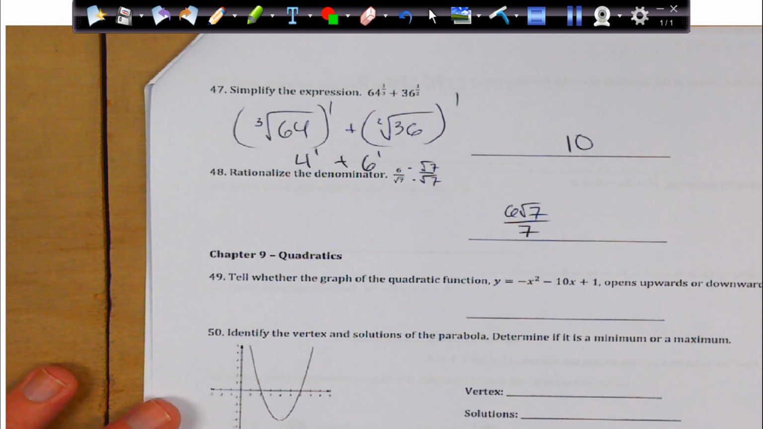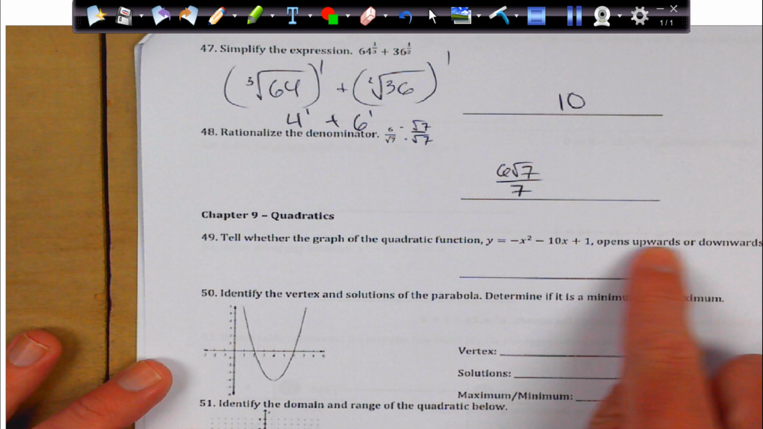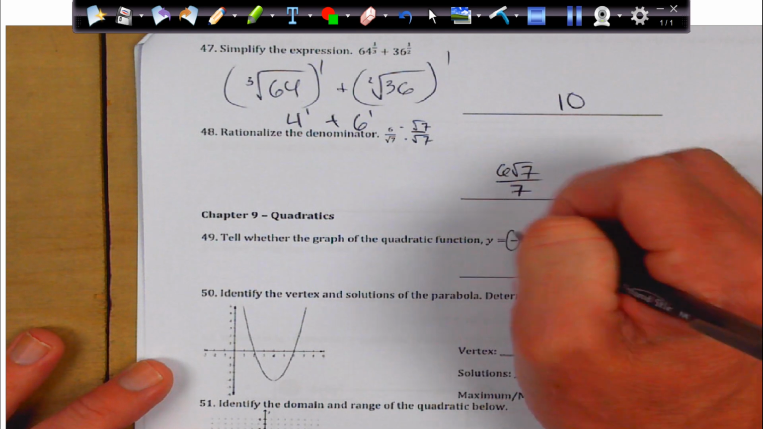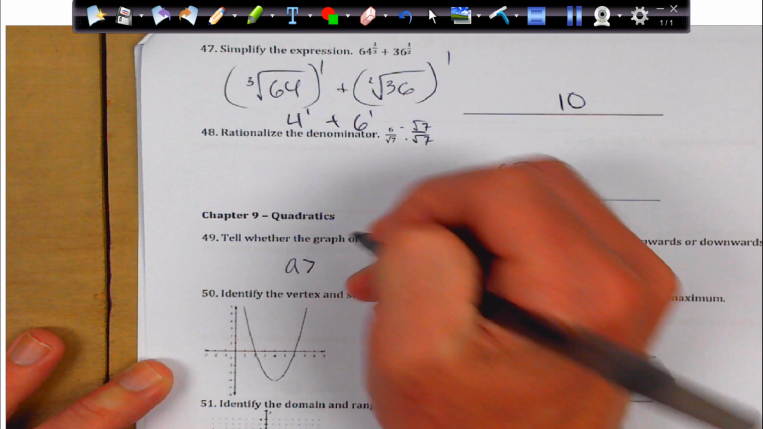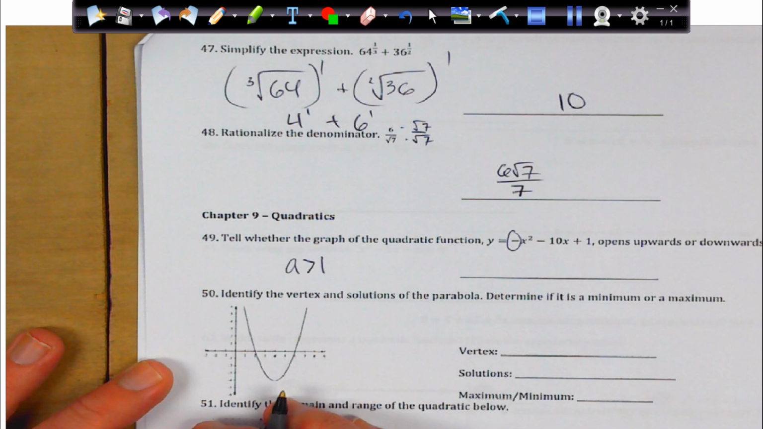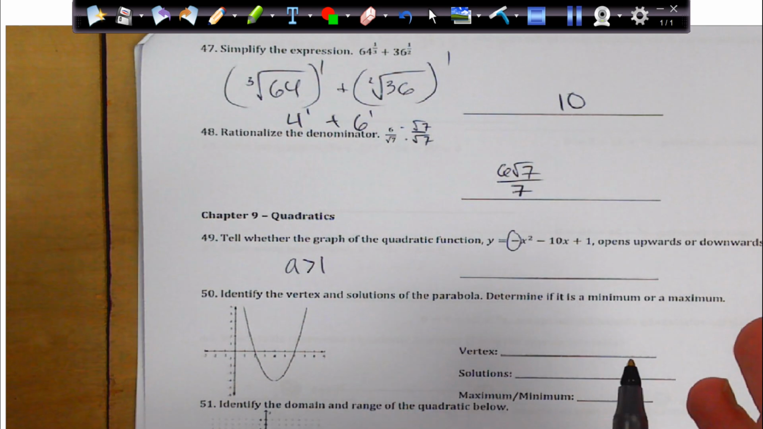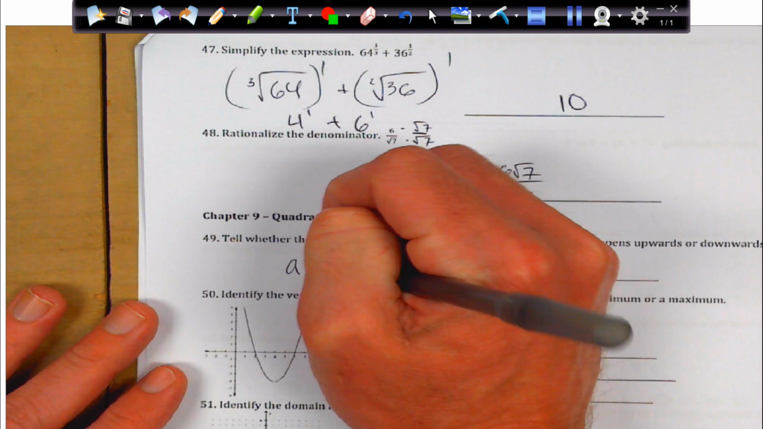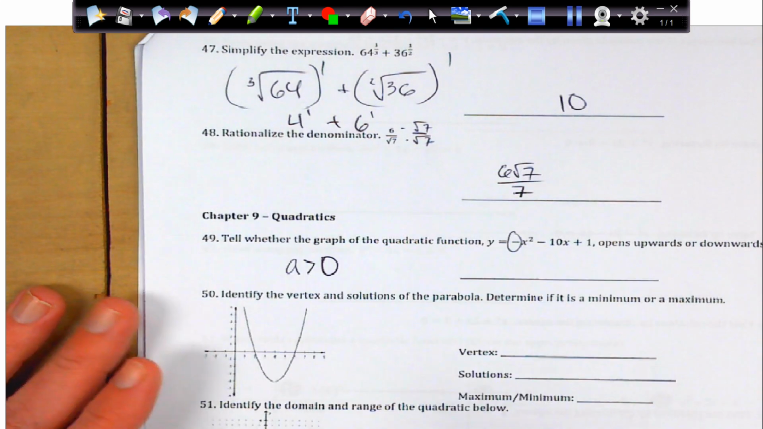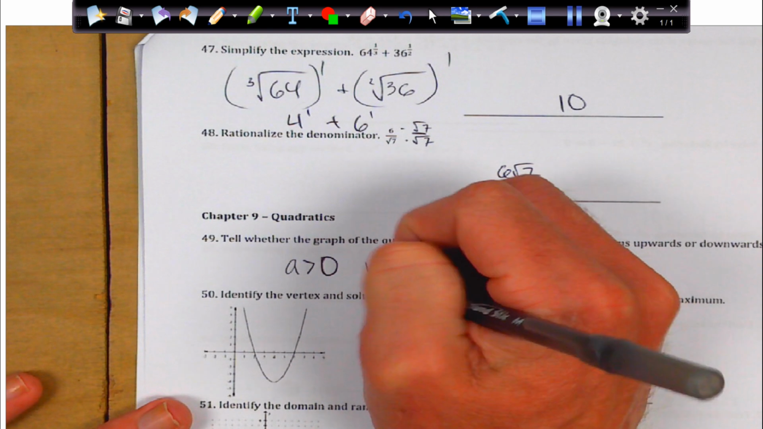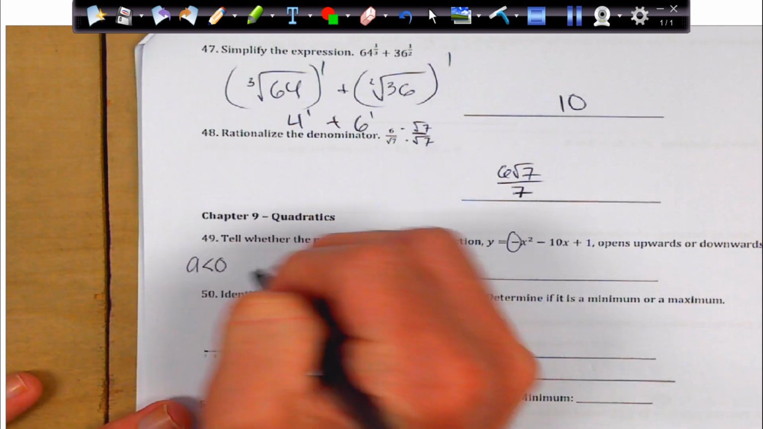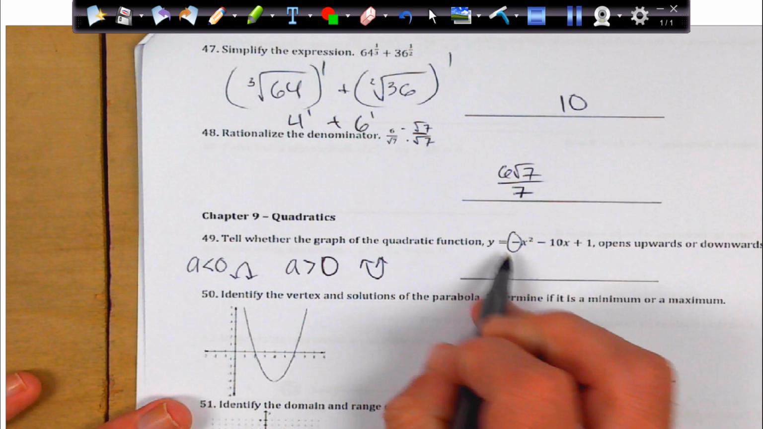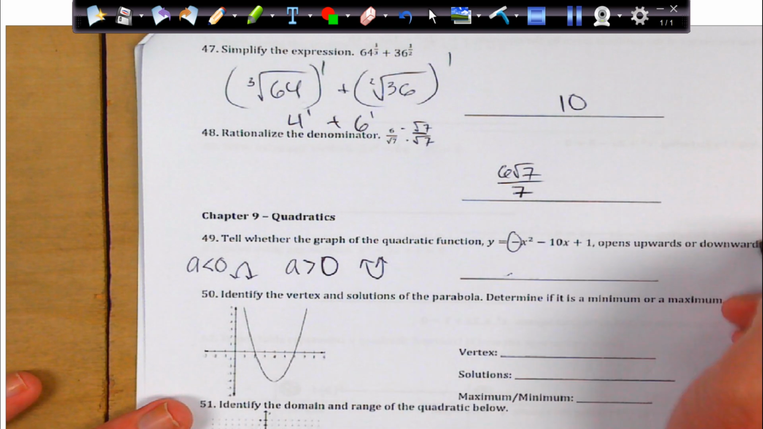All right. Tell whether the graph of the function opens upward or downward. Well, we want to look at the a value. If the a value is greater than 0, sorry, let's write that, that's much better. So if a is greater than 0, it's going to be opening upward. And if a is less than 0, or negative, it's going to go down. And so this is negative, so this is going downwards.